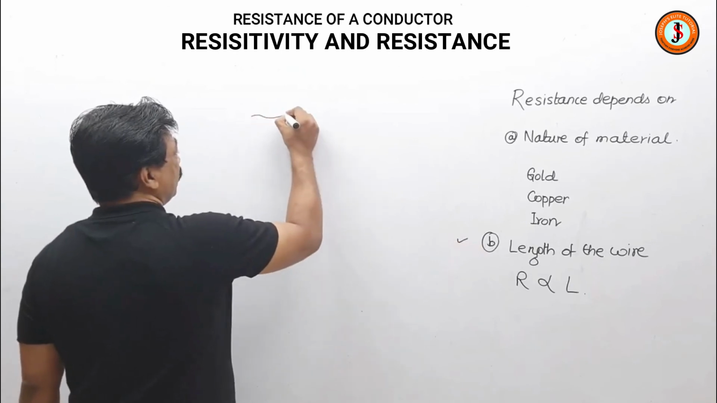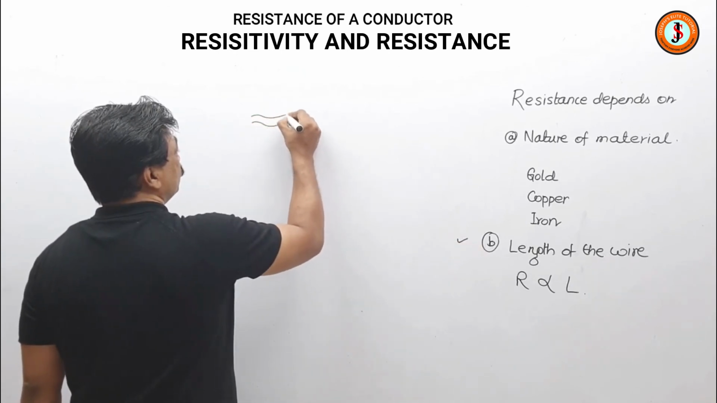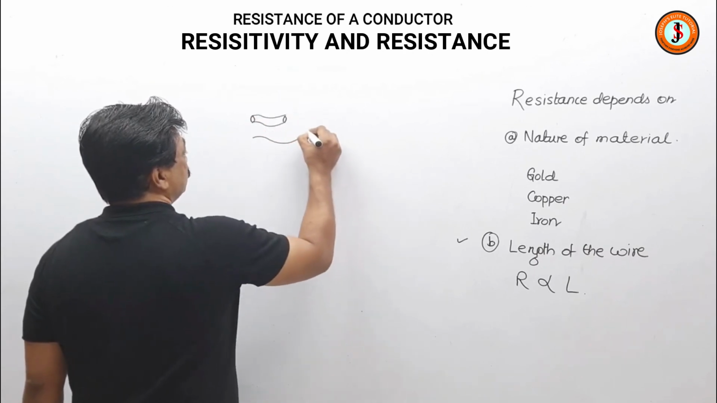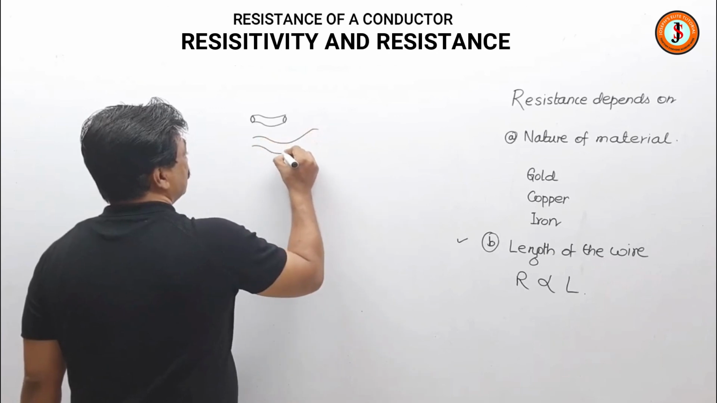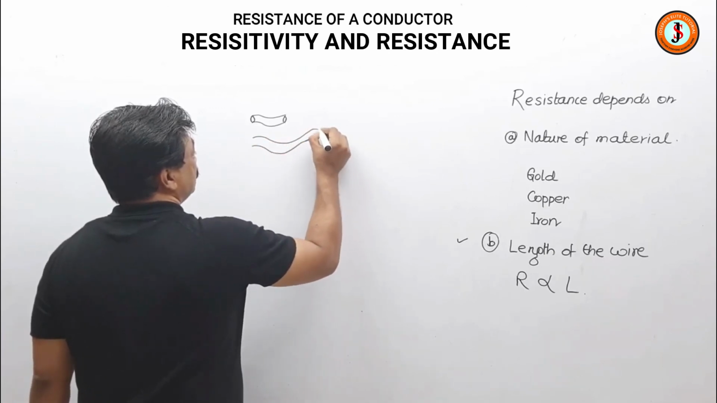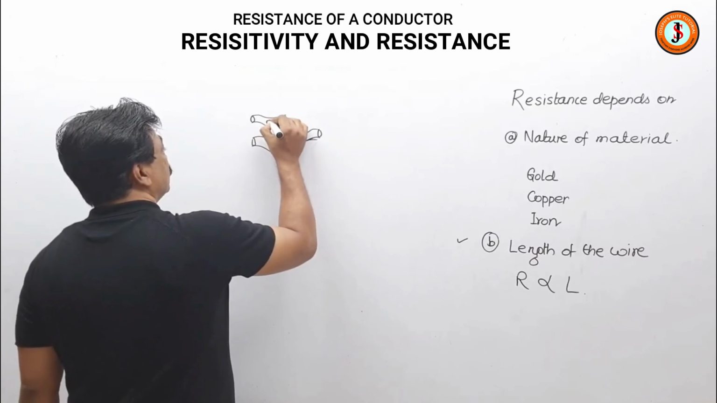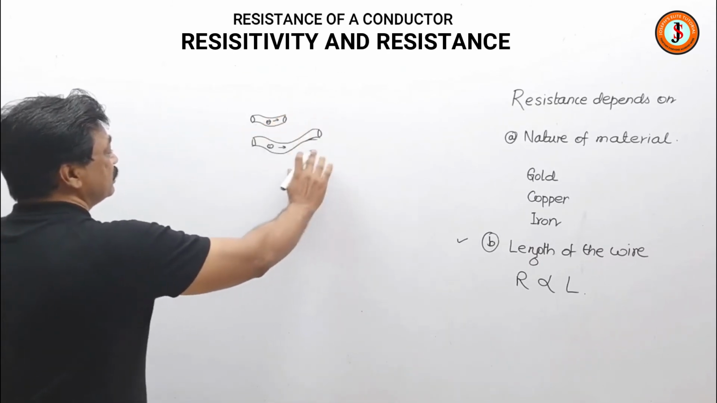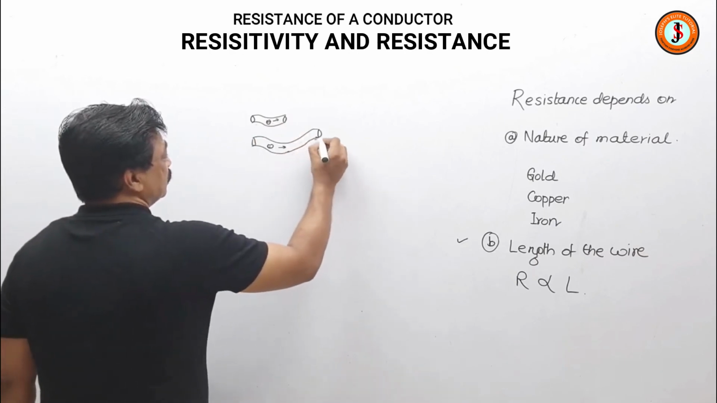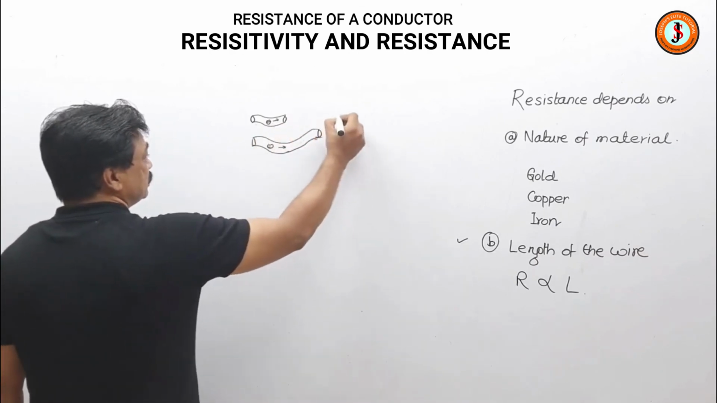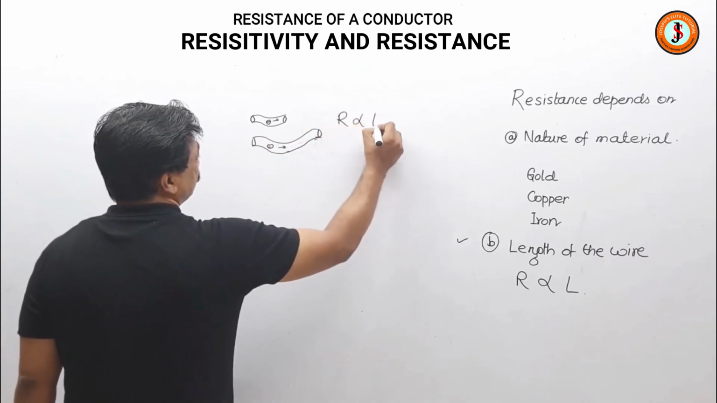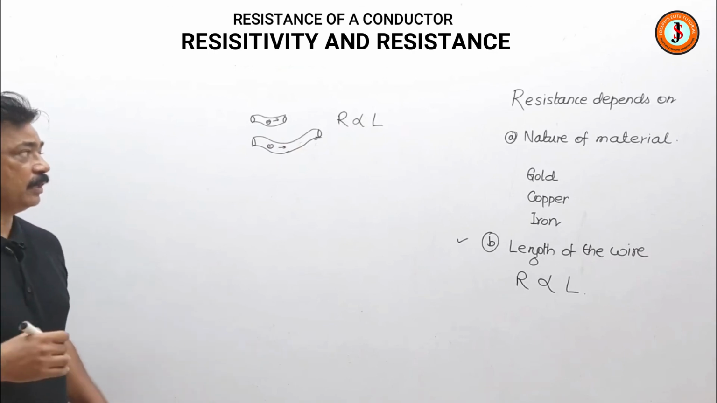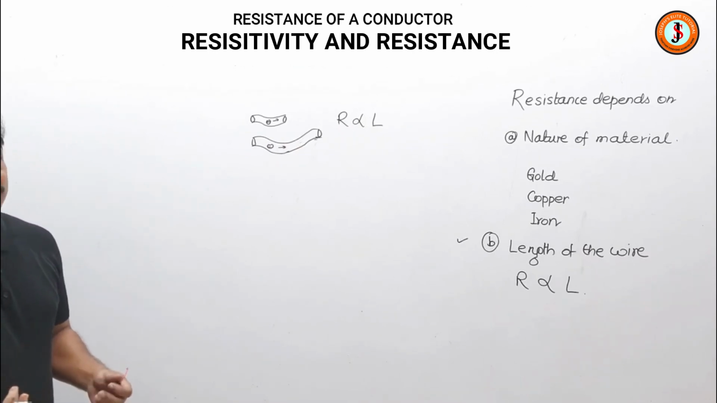If two wires are of the same thickness and the same material, but one is double the length of the other, then when electrons are moving, what is happening? The electron has to move a larger distance here. So that means resistance is directly proportional to the length when the thickness is constant and the material is the same. The longer the wire, the more is its resistance.